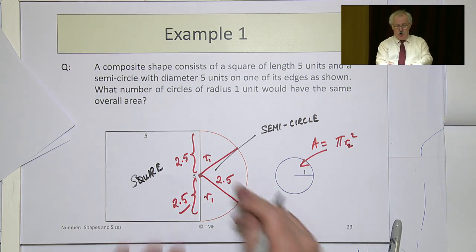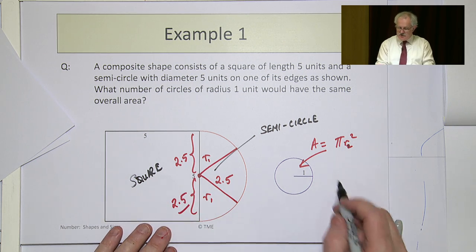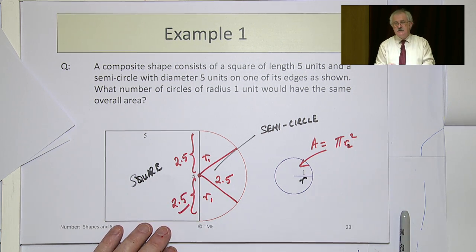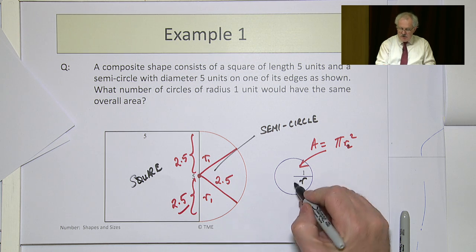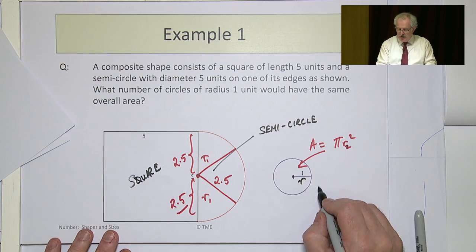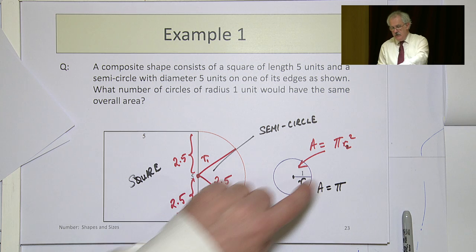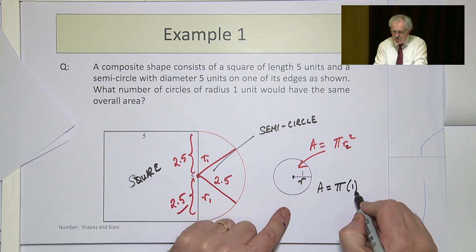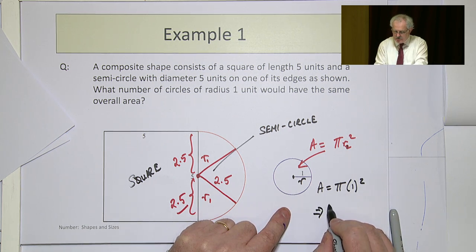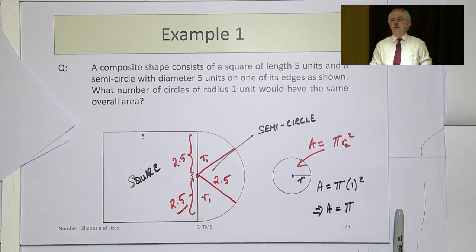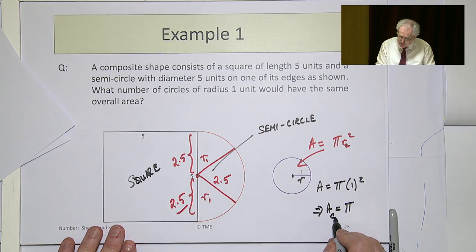Okay? Or R for the semicircle and R for the circle. What's the R here in this case? 1, because you're told the radius is 1. So that A is equal to pi. Anytime I see an R, I put in 1 squared. A is pi. Is that okay? That's the area of the circle.